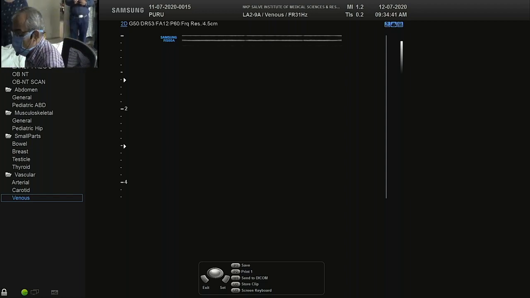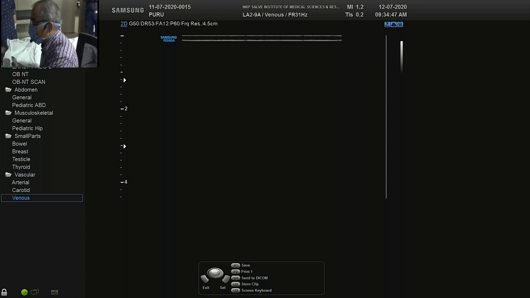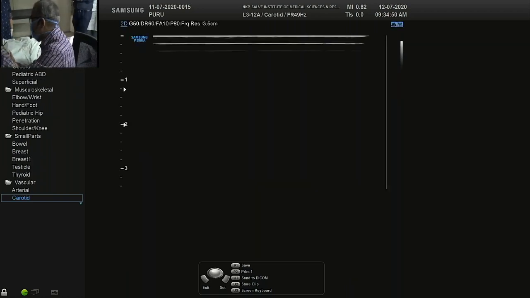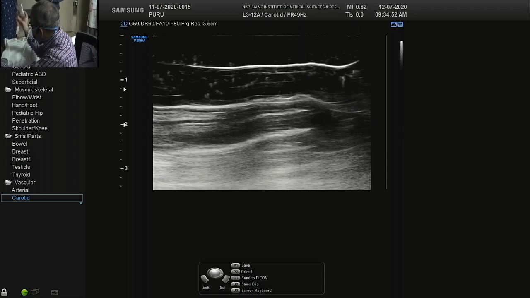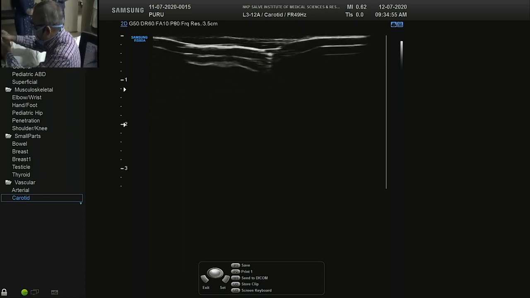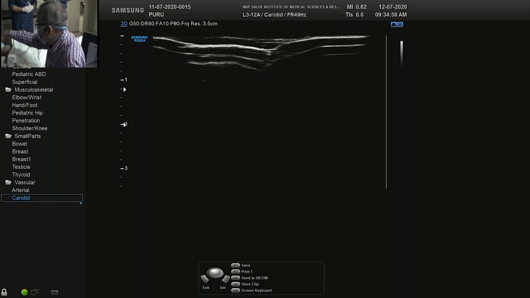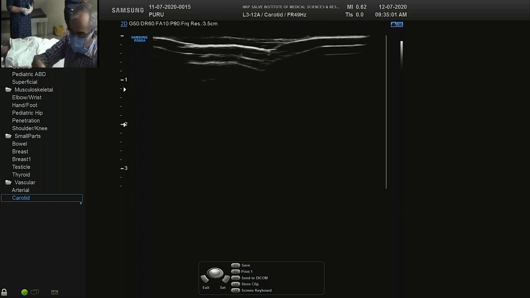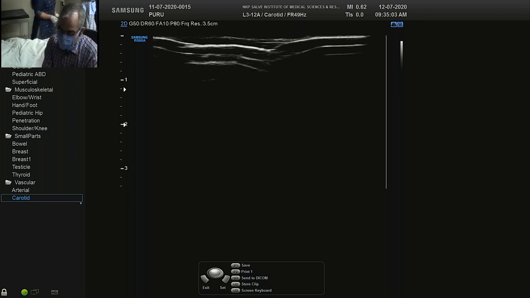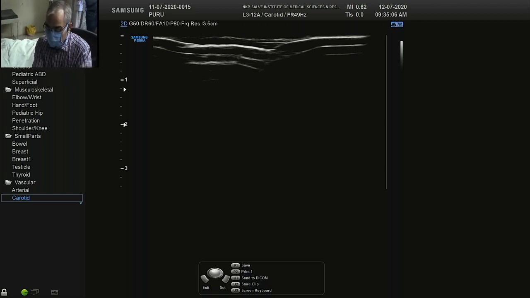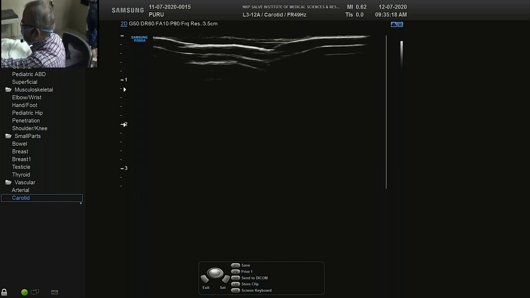So we have used here a 3-12 linear probe for carotid Doppler. As I am using a mask, I must use gloves to prevent ourselves from COVID. We are using plastic screens here also, but for today's demonstration we have just kept the screens on the other side. So we are using multiple curtains, and through curtains we do the examinations.